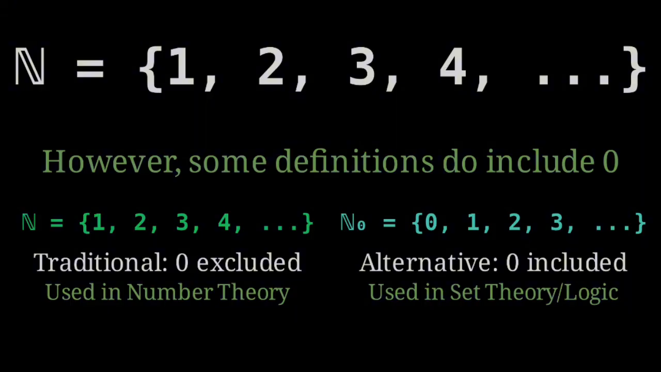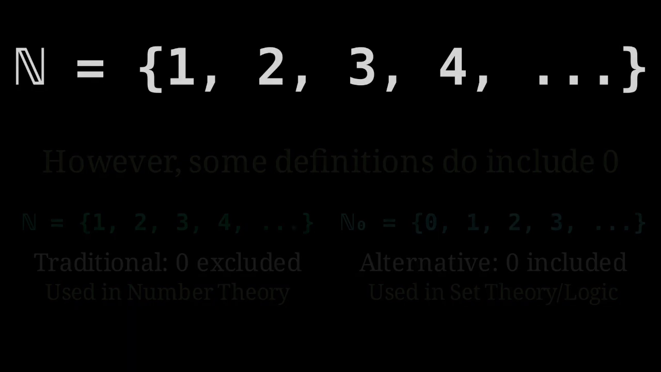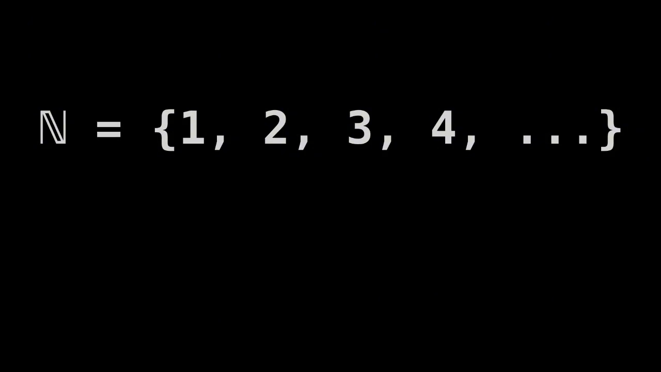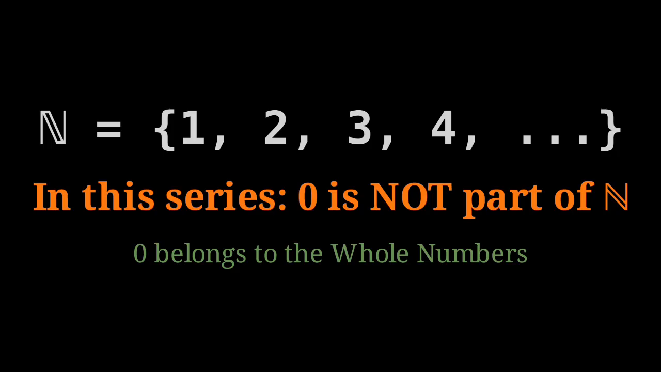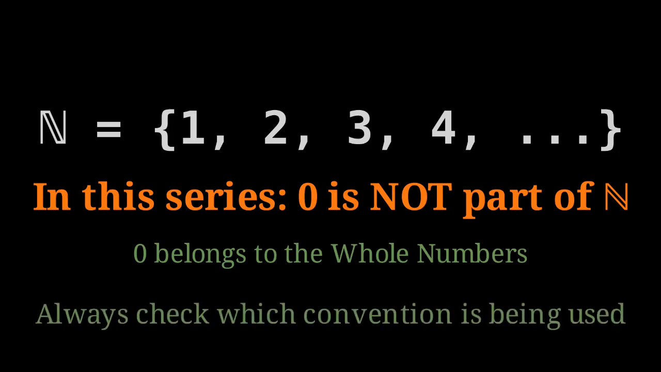The alternative convention includes 0. This is written as N subscript 0, or sometimes as the whole numbers. This convention is used in set theory and logic. In this series, we use the traditional definition. 0 is not part of N. 0 belongs to the whole numbers, which we'll cover in the next video. Always check which convention is being used when reading mathematical texts.